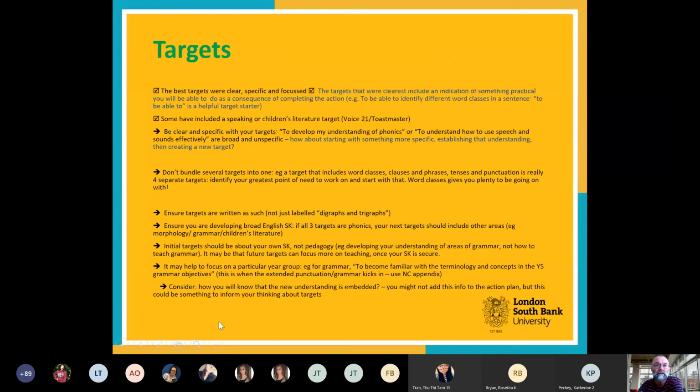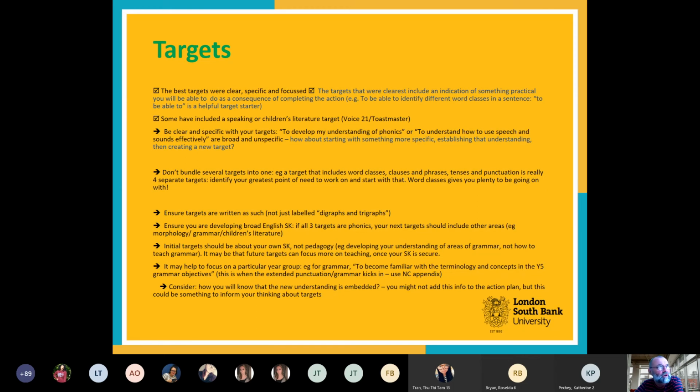Targets. The best targets were clear, specific and focused. The targets that were clearest include an indication of something practical you would be able to do as a consequence of completing the action. Yeah, we both felt that the idea of including within your target the phrase "to be able to" would push you into thinking about something practical that you would be able to do as a consequence of meeting the target.